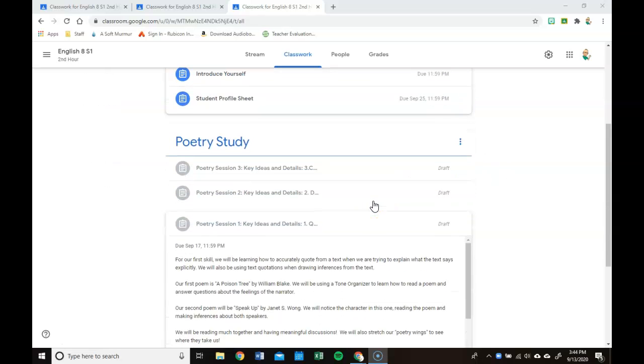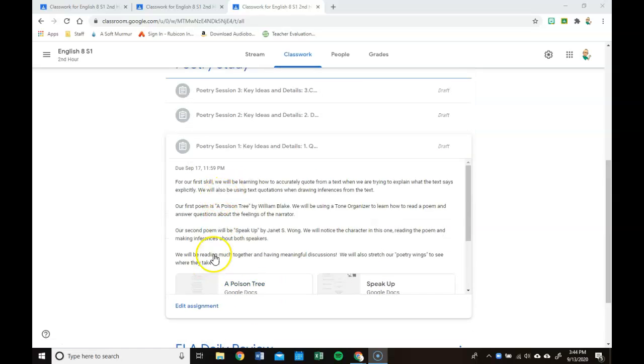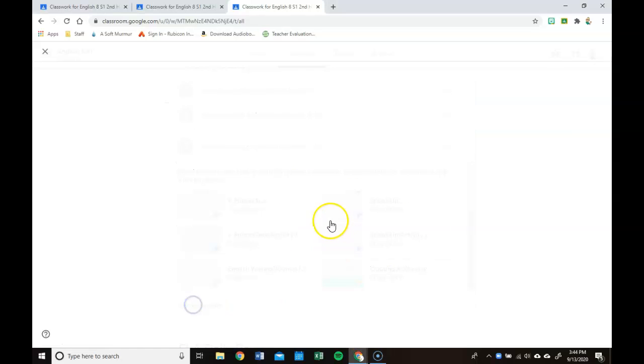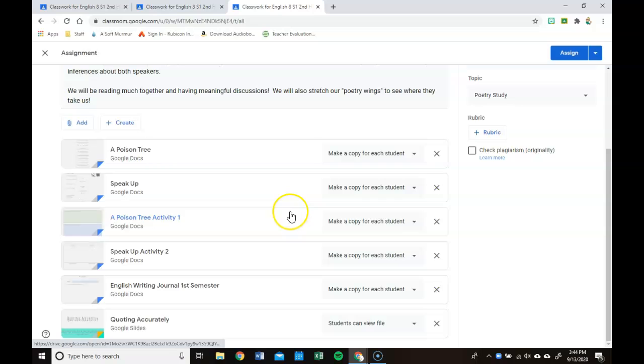So, what you'll see on your wall this morning will be this assignment. It's a poetry assignment, so it'll be poetry session 1, key ideas and details, quote accurately. And there are a lot of files attached to it, so I want to walk you through these, because there's really more thinking and reading than there is actually work to do.